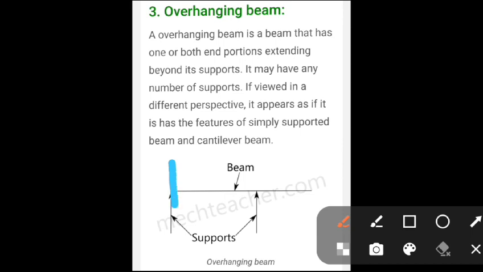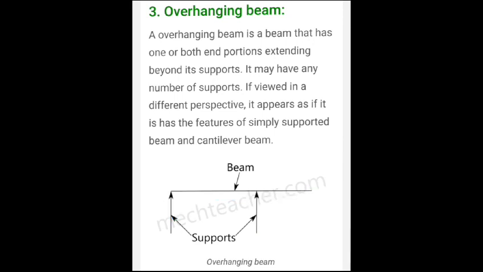If you consider this half of the beam, then it is a simply supported beam. If you see this part, then you will see this is a cantilever beam. So you can say it is a mixture of the simply supported beam and the cantilever beam. Okay, it is known as the overhanging beam.